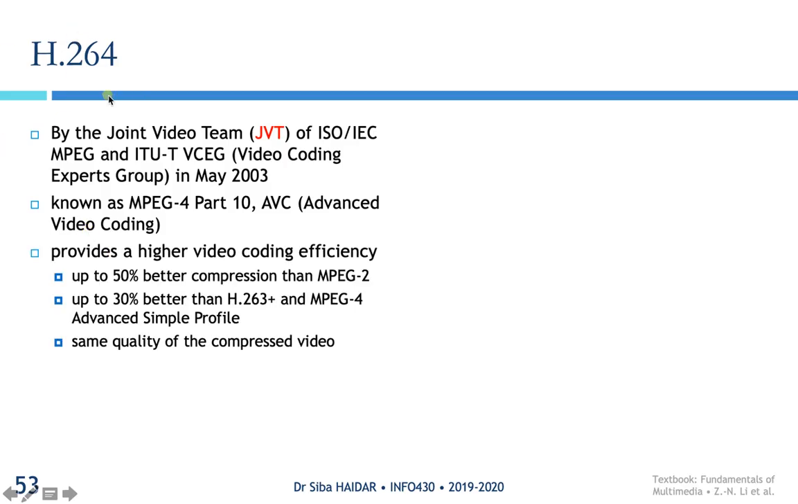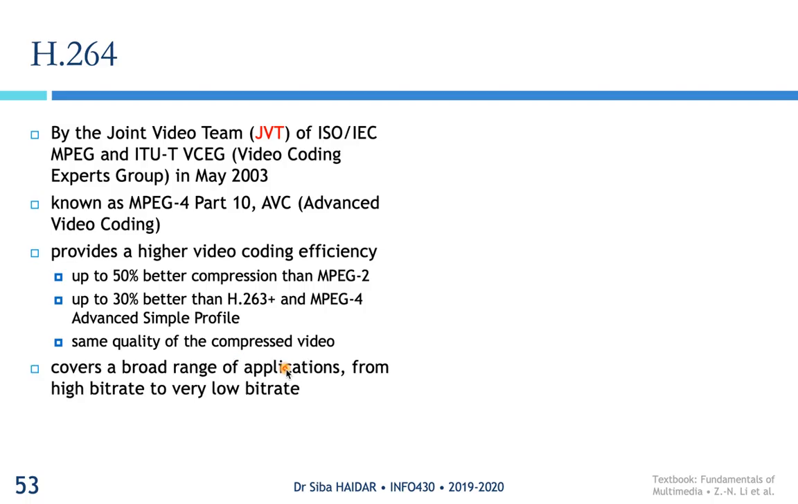This coding standard, what does it provide? It provides a higher video coding efficiency. It provides up to 50% better compression than MPEG-2, and up to 30% better than H.263 and MPEG-4 advanced simple profile, while it can provide the same quality of the compressed video. So the compression is bigger, but the quality is the same.